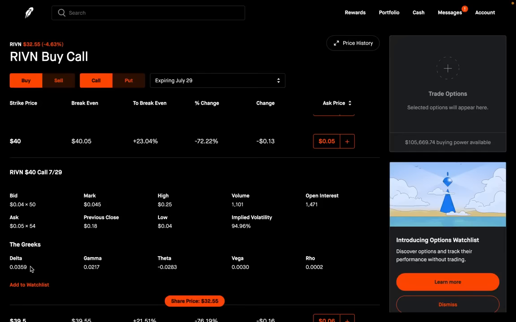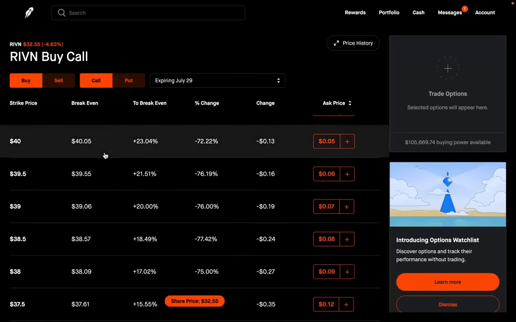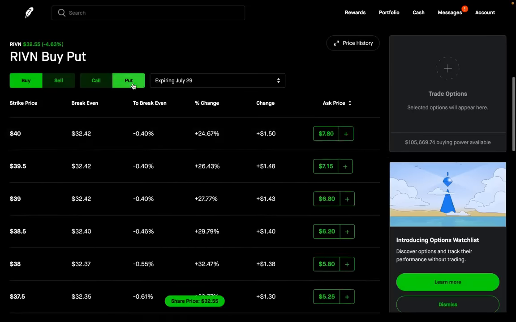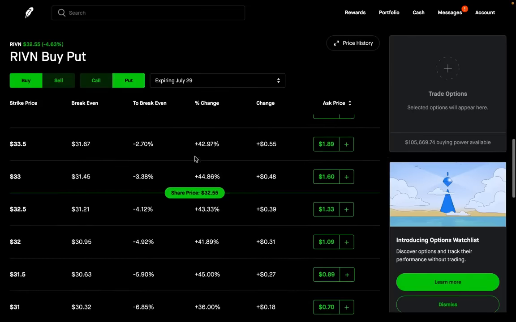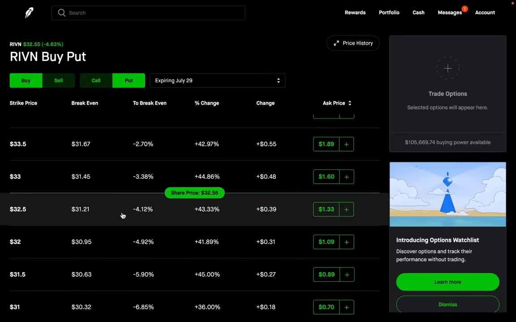So you're not losing as much. So again, always keep an eye out for Delta. Very important Greek here. Now let's quickly take a look at how this works for puts. So if I switch over to puts now, and let's take a look at the same strike here, 32.50.